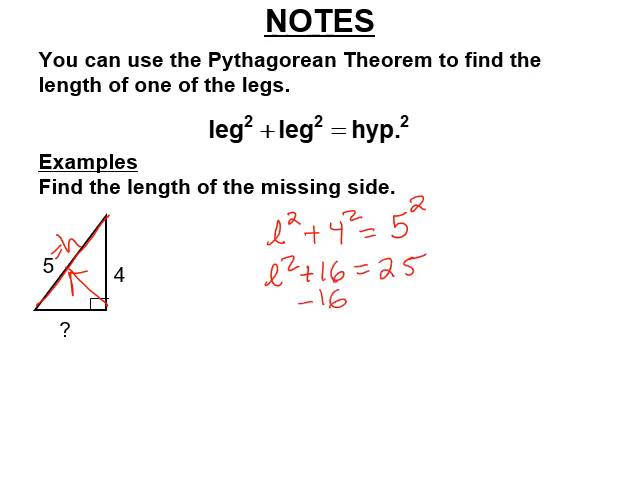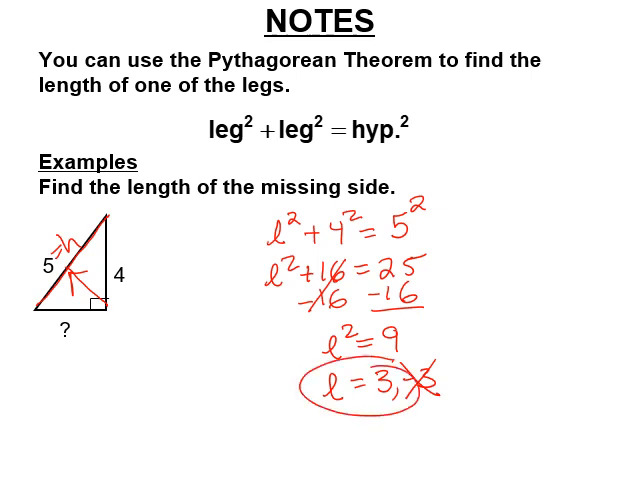Now it's just doing the math we already know how to do from 15.1. L squared equals 9. So L equals 3 and negative 3. It is the side of a right triangle, so we're crossing it out. This side is 3.